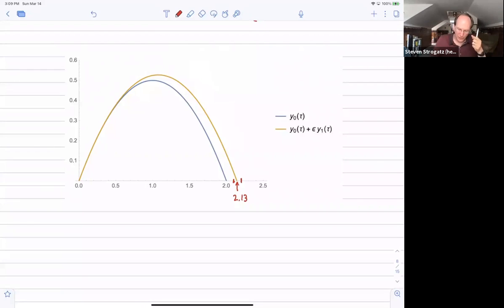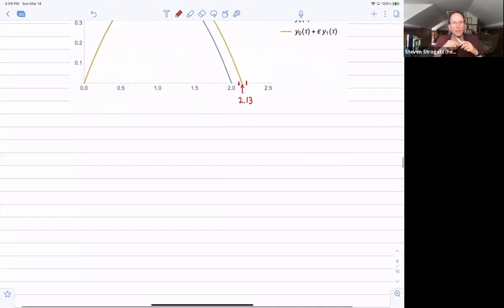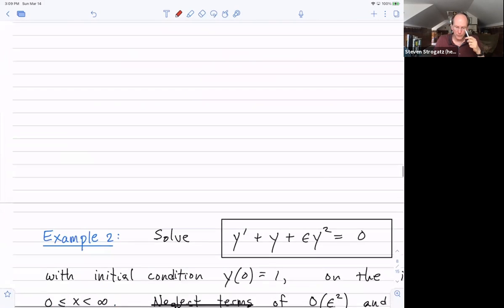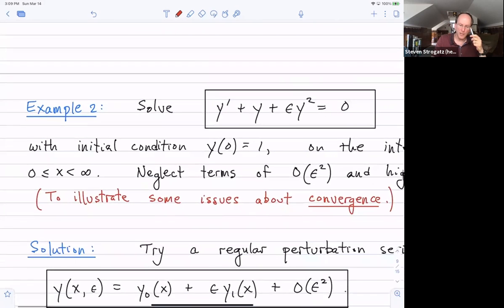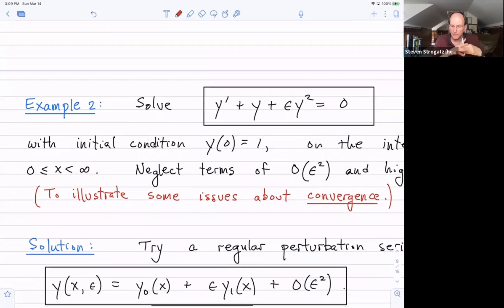Okay, next I would like to do an example to illustrate some theoretical points about how perturbation theory works, regular perturbation theory. So this example is not a particularly scintillating example.